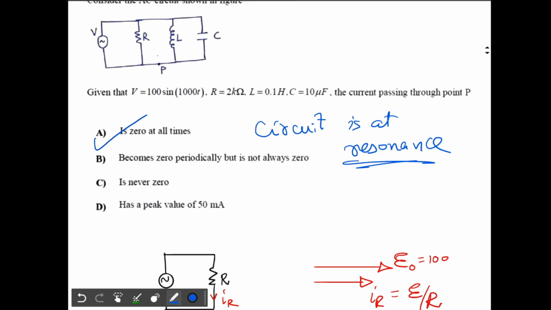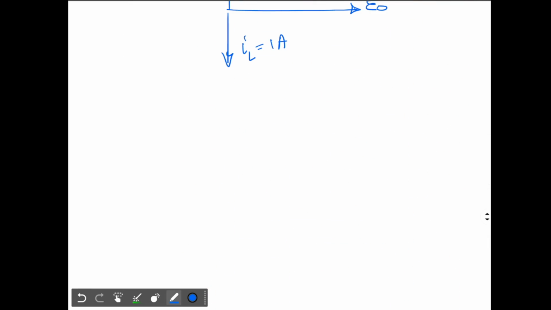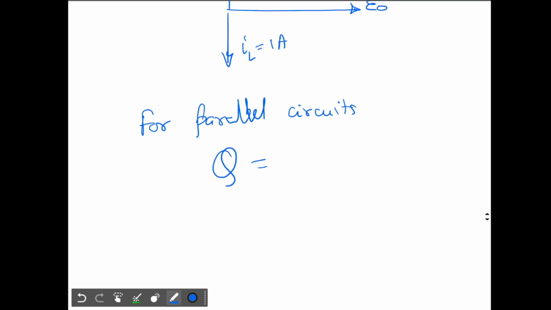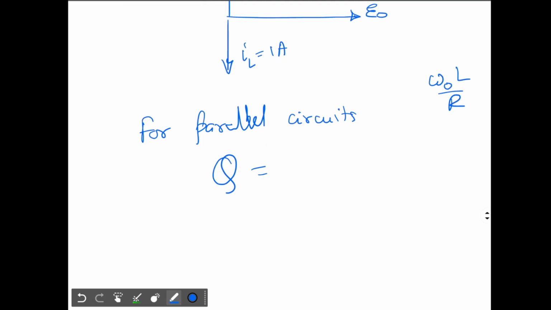That means the circuit is at resonance. Whenever we talk about resonance, we also talk about the quality factor of the circuit. For parallel circuits, the quality factor is the inverse of the quality factor for series circuits. For series we have the formula omega naught L by R. So for parallel we will take the inverse of that, so there will be R by omega naught L.